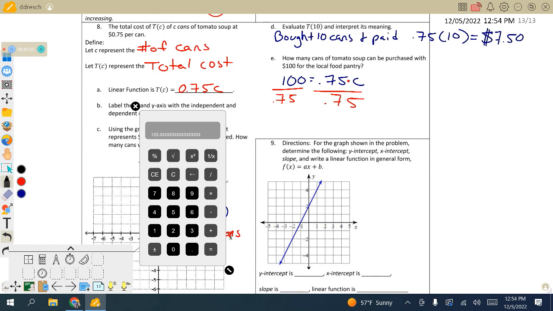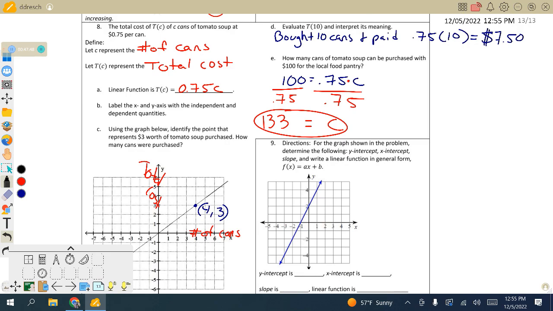What do I round that to? How many cans can I purchase? 134 or 133? 133. Because what would a 134 do? Put you slightly over the $100 that you have by 50 cents. Probably have 50 cents, but math-wise, you can only do 133 cans.